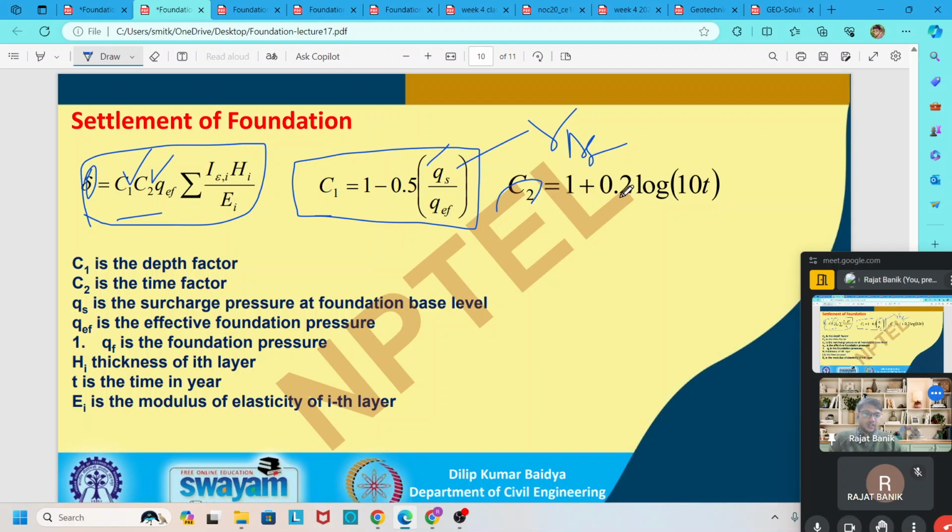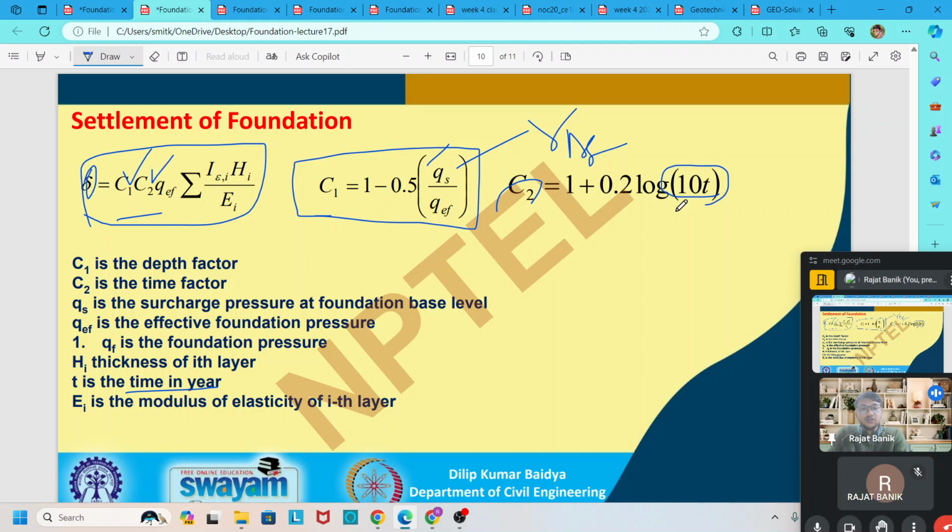Then C2 depends on the time of construction. At what time, that means the time in years, we are required to find out our settlement. That means after construction of the foundation, we need to find out the settlement after 50 years. After 50 years, what will be our settlement?